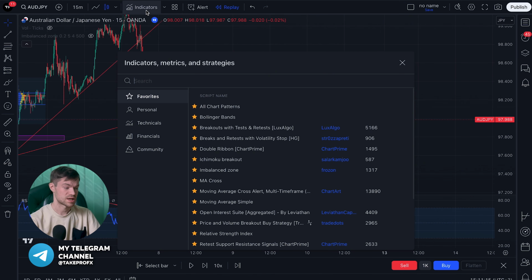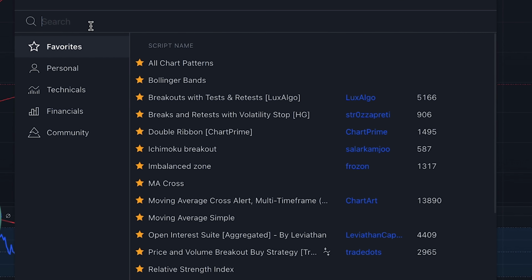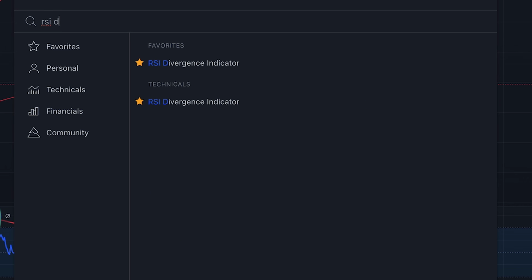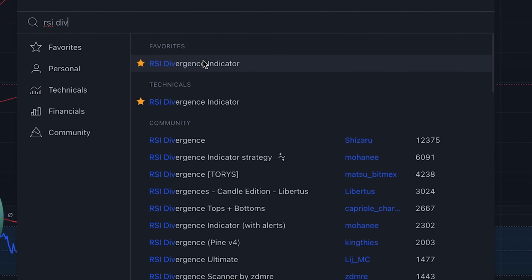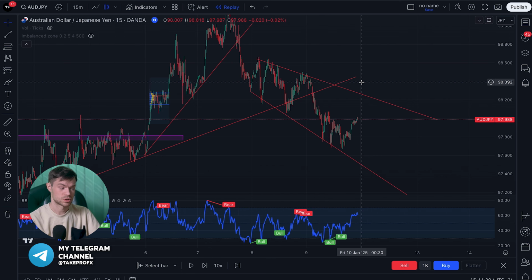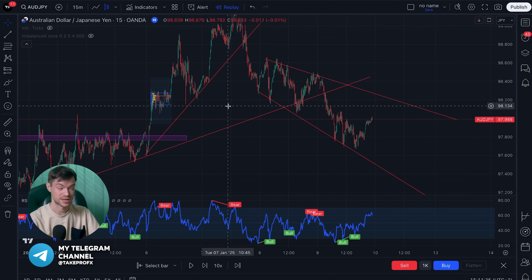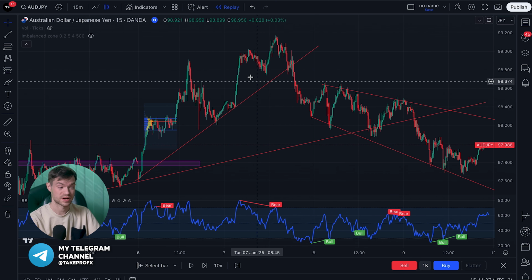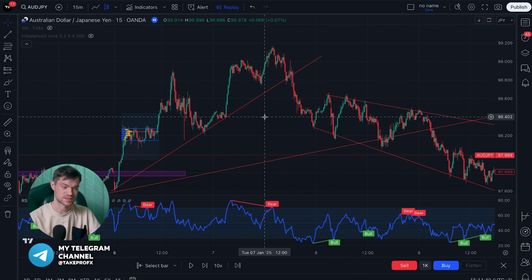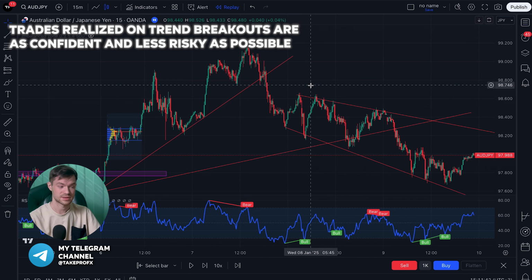Just go to the indicators panel and write here RSI Divergence. Here is a completely standard indicator from TradingView. I will also use the knowledge of technical analysis, and we are going to be drawing trend lines because I really like to trade by trend breakouts, because those trades are as confident as possible and less risky.